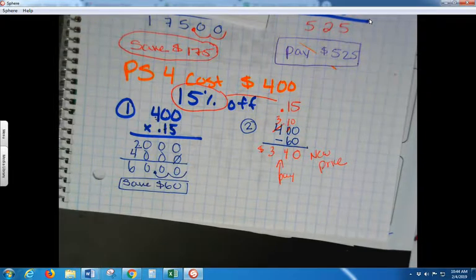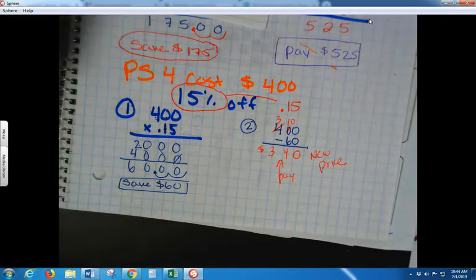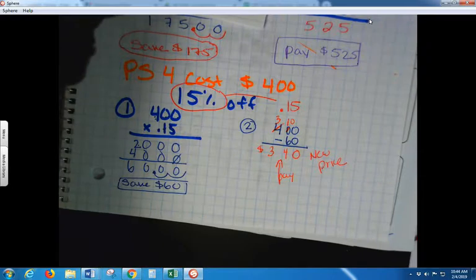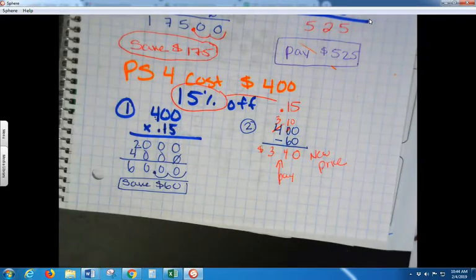Any questions? No. How many steps is it? Two. What's your first one? Multiply price times the percent. Good. And then subtract for discount.